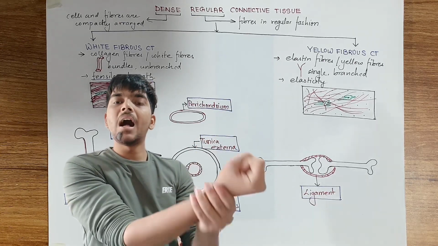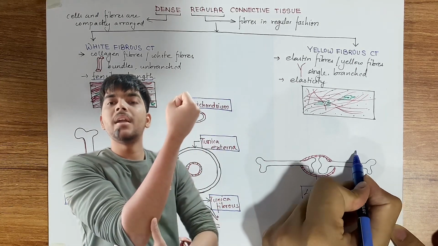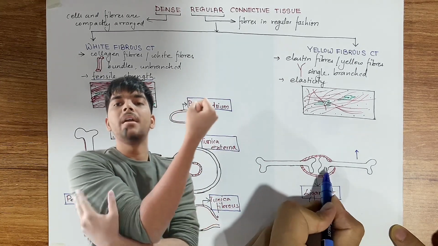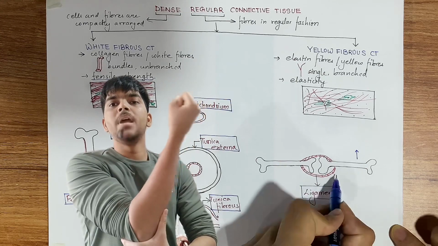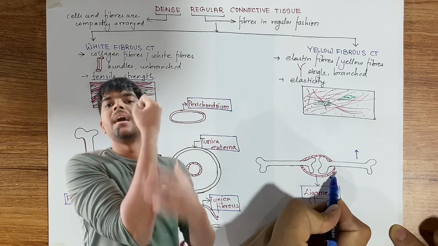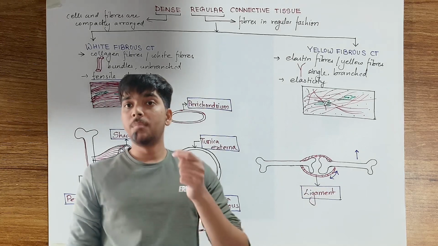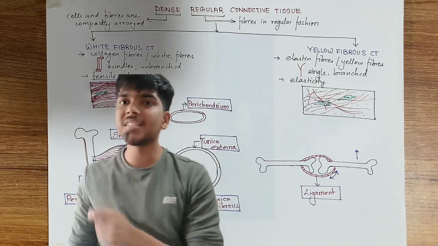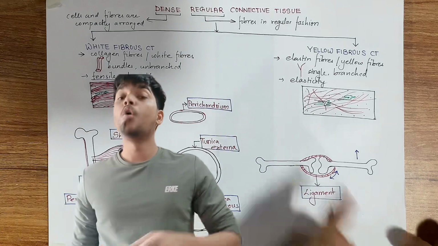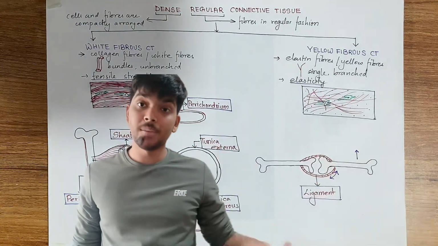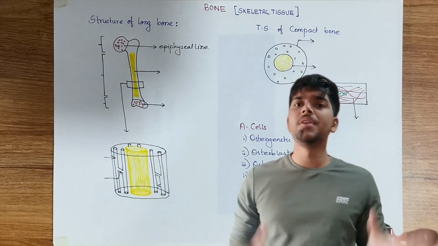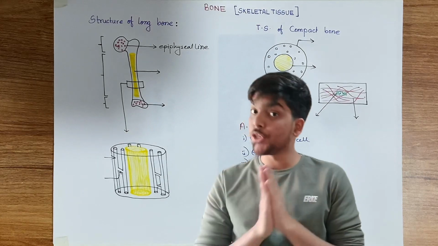When I raise my arm up, the ligament connecting the end of this bone to the end of another bone needs to be able to stretch so that I can lift my arm up. That's why ligament needs to have the ability to stretch, or must be elastic, or must be made up of yellow fibrous connective tissue. So we are already done with the topic of connective tissue proper.